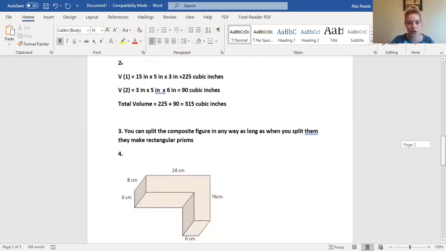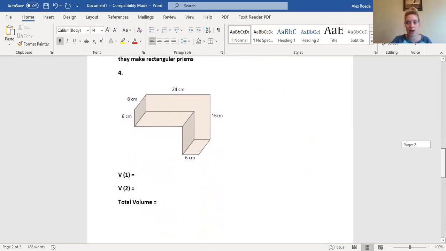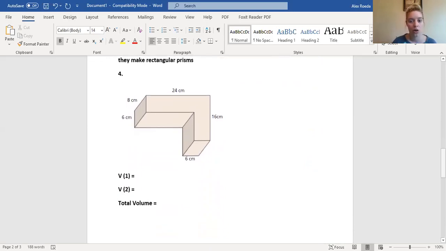All right, so let's move on to number 4. Again, we're going to follow those 4 steps that we talked about in the beginning. That's why I said it's very important that you have those in your notes. So this one, my first step, I need to split the composite figure into rectangular prisms.